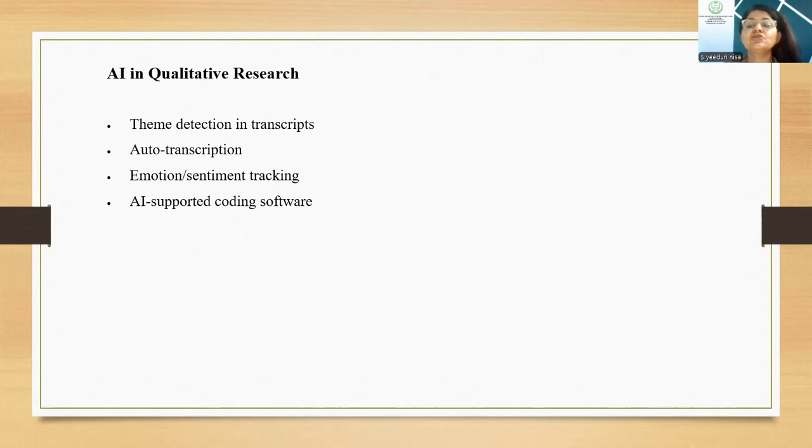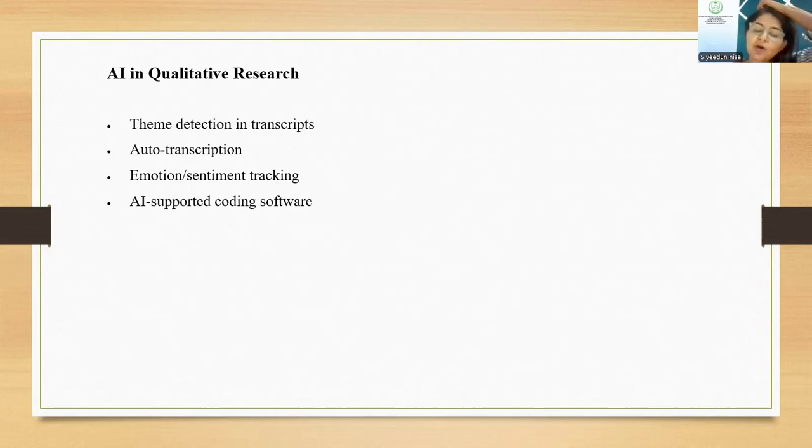And whether we talk about qualitative research or quantitative research, AI tools are very helpful. In qualitative research, mostly what we do is theme identification in transcripts, auto transcription, emotion or sentiment tracking, and AI-supported coding software. All of these we can do with the help of AI tools.